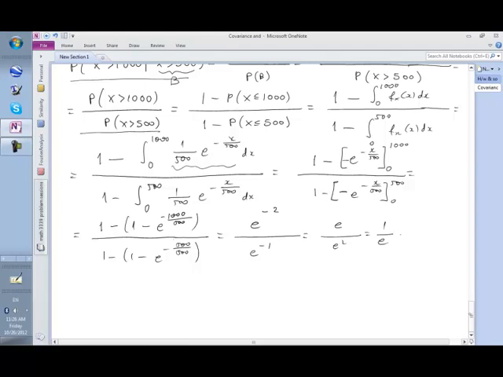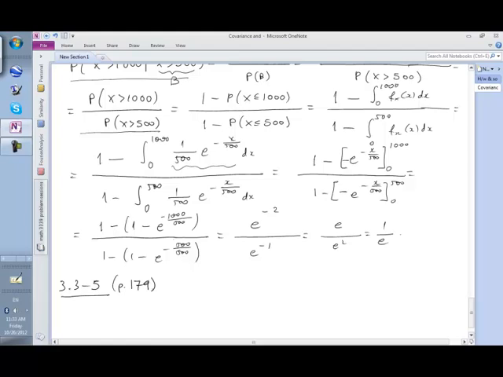Now let's work a little bit on problem number 4. Or let me actually do problem number 5. It's problem 5 in the same section, on page 179.